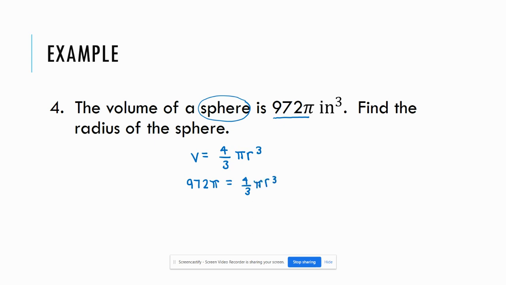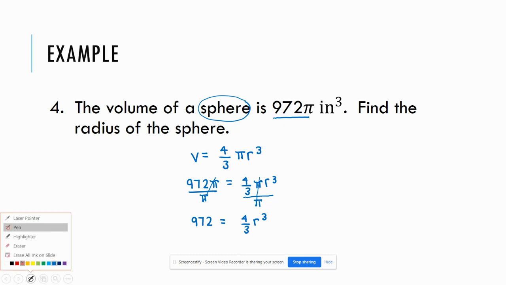So now my goal is to start solving for R. So the first thing I'm going to do is I'm going to divide by pi. Because notice that when I divide by pi, it cancels it out on either side. So now I just have 972 equals 4/3 times my radius cubed.